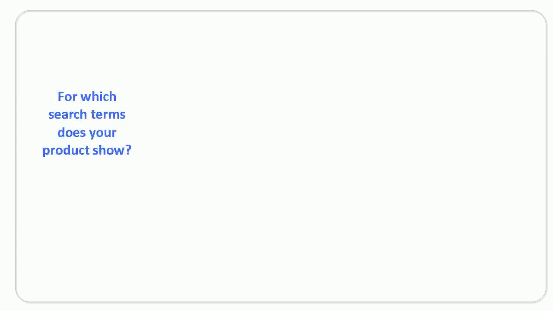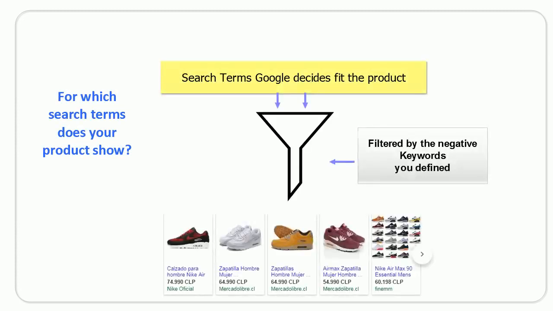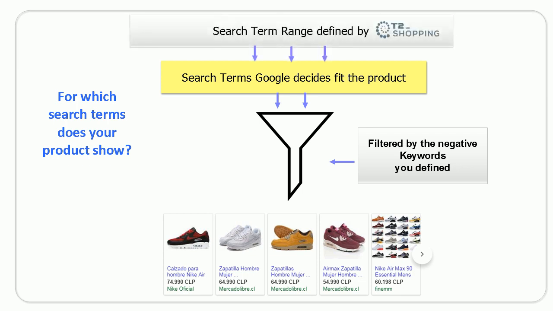So let's take a look at the chart we saw before. Here you have the way of how Google decides for which search terms your product appears, and you see that the first step here is that there is a search term range defined by T2 Shopping, by our system, which is the normal way that positive keywords work in your search campaigns. So only after that Google decides which search terms within this range it wants to show the product for, and finally, your negative keywords take the final decision for which search terms it can be shown or not.